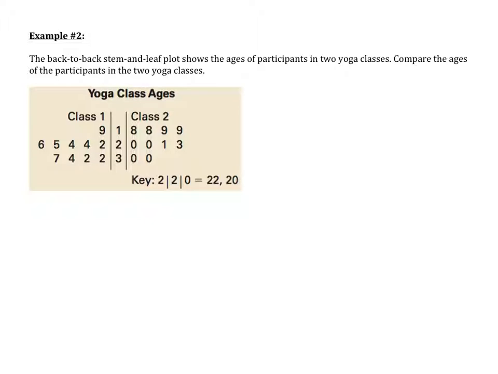So when we see this, once again, we have a 19-year-old in class 1, then we have 1, 2, 3, 4, 5 participants in their 20s, and 1, 2, 3, 4 participants in their 30s. But when we look at class 2, we have 1, 2, 3, 4 participants in their teens, 1, 2, 3, 4 participants in their 20s, and only 2 people in their 30s. So if we're comparing the ages of the participants in the 2 yoga classes, I would say class 2 generally has younger people in it than class 1.